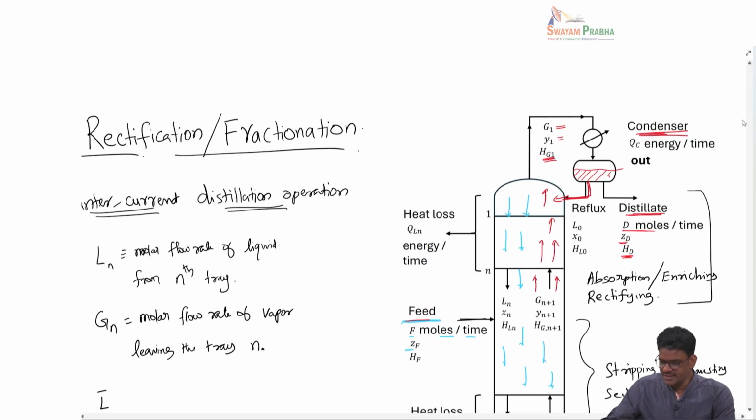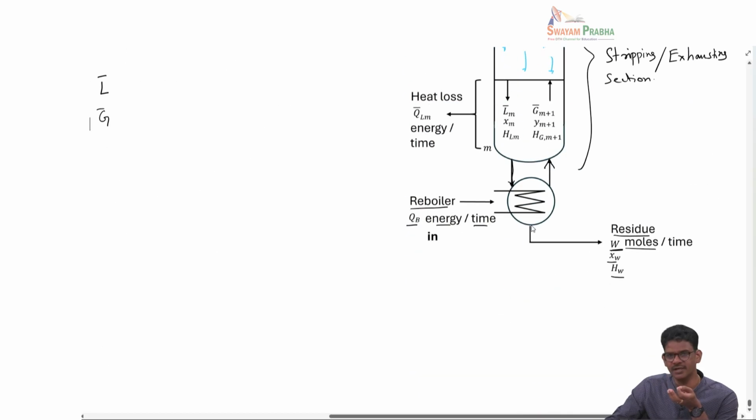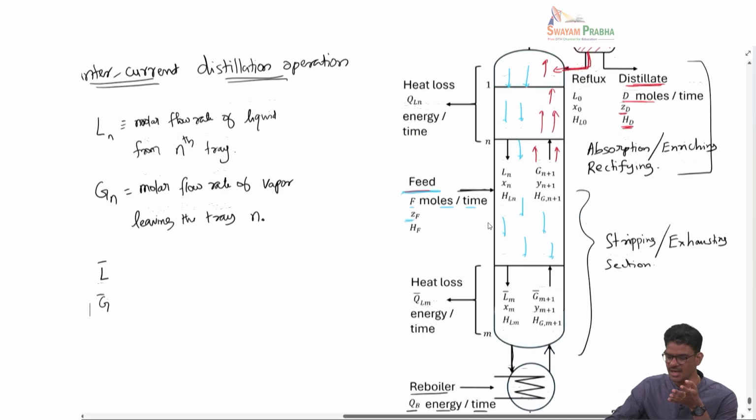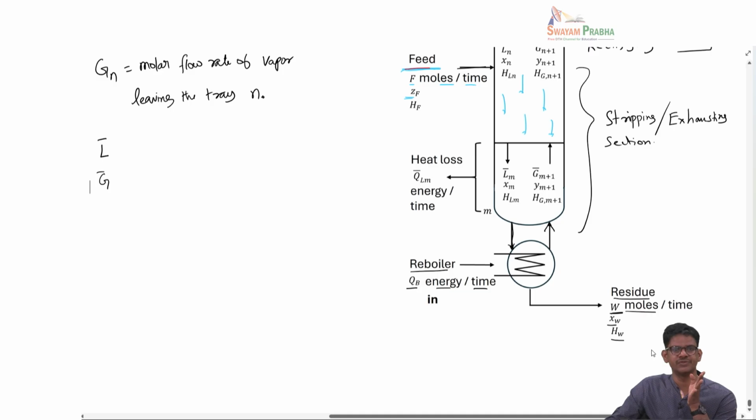And another thing to note here is that I also indicated the heat input and output. In the condenser, we remove heat to the extent of QC, energy per unit time. In the reboiler, we supply heat to the extent of QB, energy per unit time. All the streams coming in and leaving will have an associated enthalpy term. The feed has an enthalpy, the distillate has an enthalpy, and the residue also has an enthalpy. So this operation has to be dealt with along with the material balance. There should also be an energy balance to this.